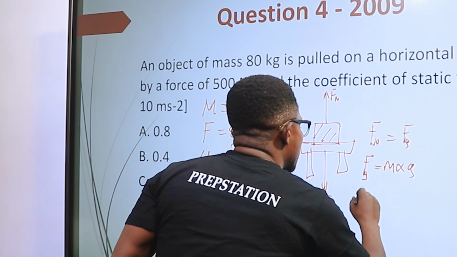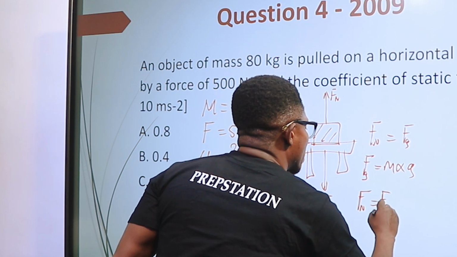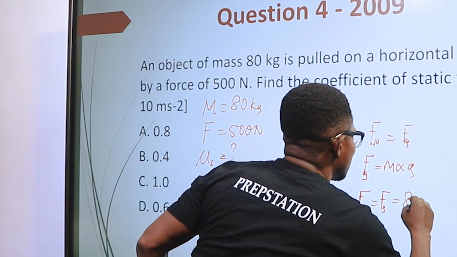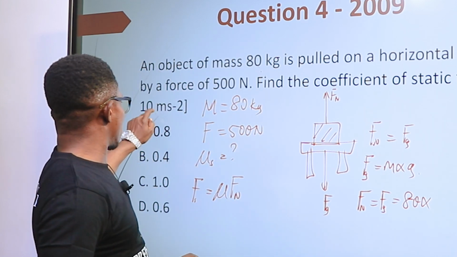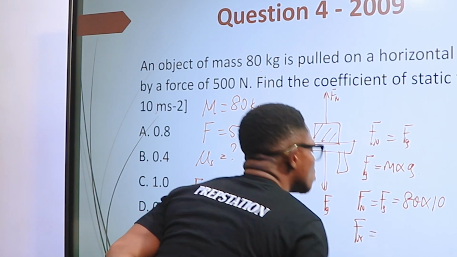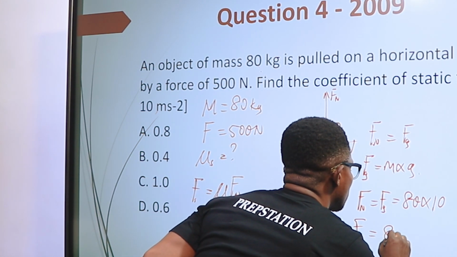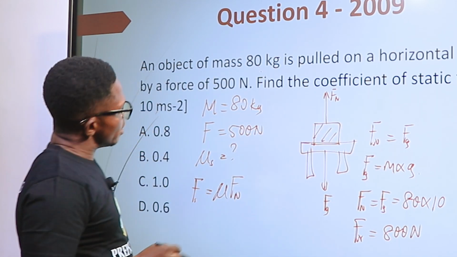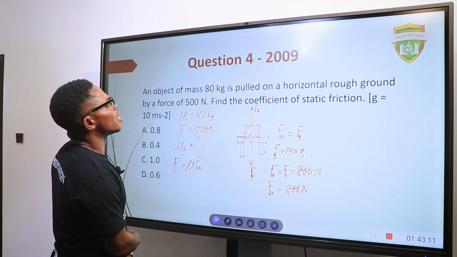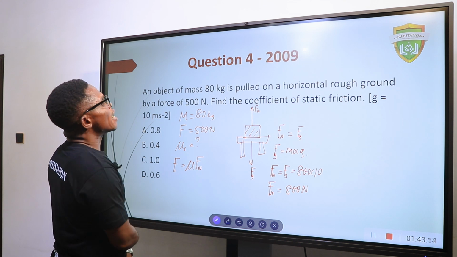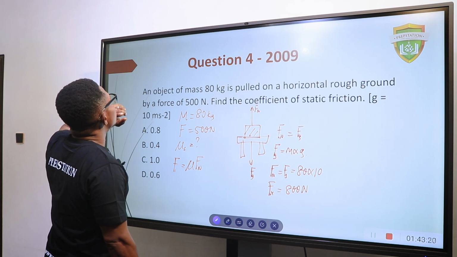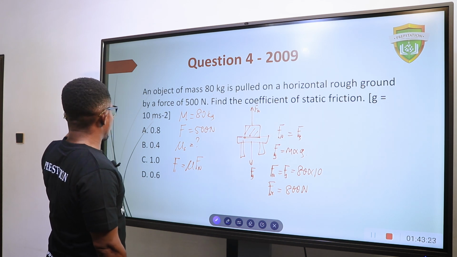So that means the Fn I'm talking about is equal to Fg, and Fg is equal to mass, the mass was 80, times g, acceleration due to gravity, given as 10. So put 10 here. So that means Fn will be equal to what? 80 times 10, 800 Newton. Now that I have Fn, let's go for what now? Let's go for, by a force of 500 Newton, okay? Find the coefficient of static friction by a force of 500 Newton.